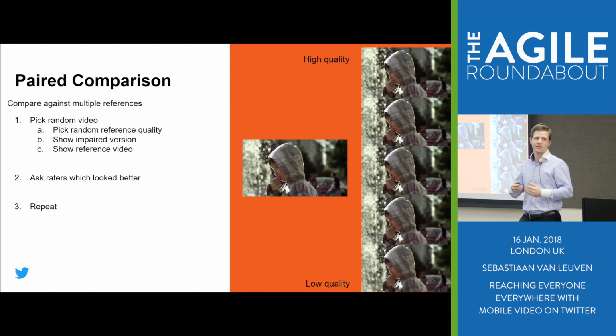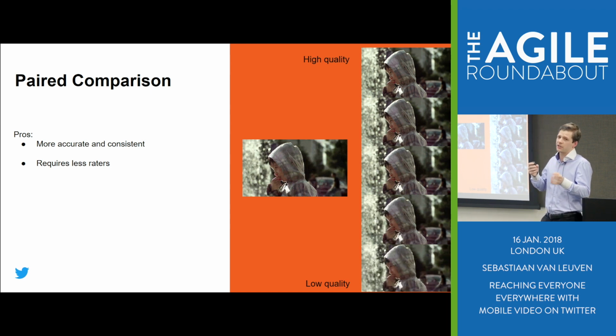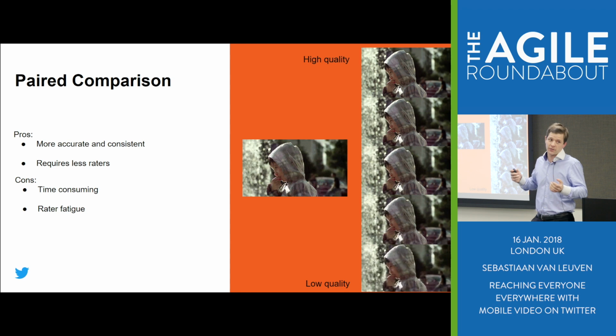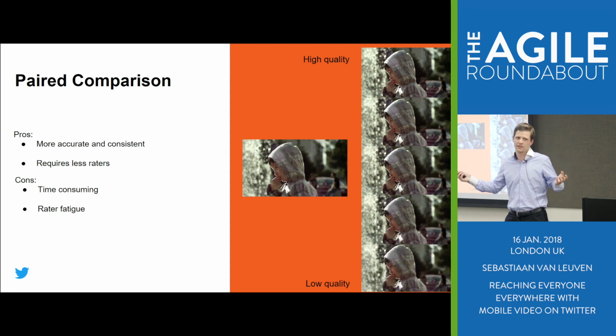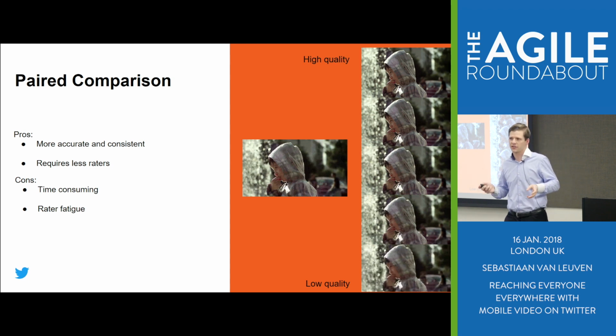But if you do that, you also have a very large test. So the results will be more accurate because you can pinpoint it, and you need fewer raters because in general the results will be more consistent between the raters. So your confidence interval is going to be smaller. But it's very time consuming, and if you do a test like this for an hour, you're going to start making mistakes. Either you don't see the difference anymore, or you're going to start giving wrong answers because you're just tired. So that's also not something we can do at a large scale.